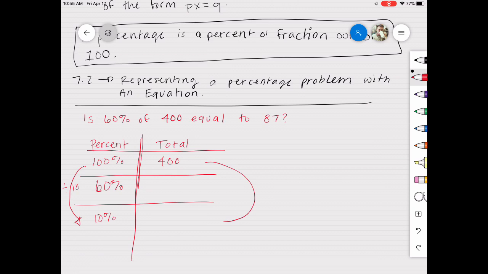So we've got 100%, which is equal to 400. What we're going to do first is divide both sides by 10, getting us down to 10%, which is 40. And then we're going to multiply both sides by 6 to get from 10% to 60%, and 40 times 6 is equal to 240. So our answer for this problem is no. 60% of 400 is equal to 240.